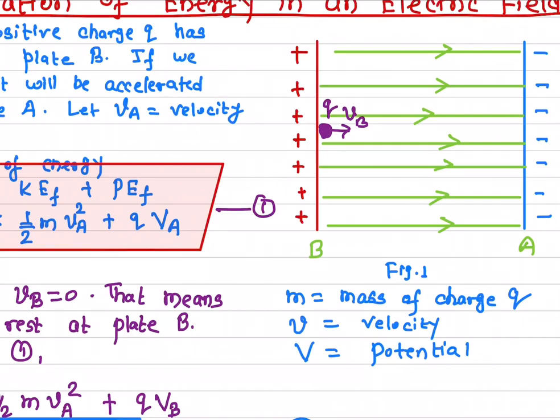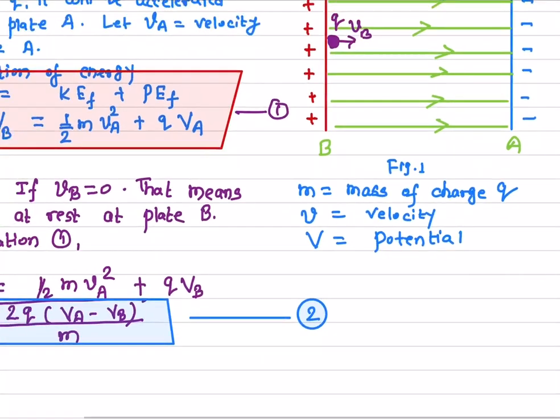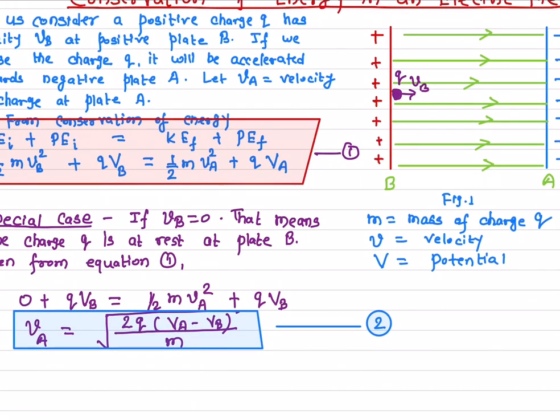Now let's talk about this specific case in this one example here. Let's say you have one positive plate and then a negative plate here. That means you have a uniform electric field, because the electric field between a positive plate and negative plate is uniform. And then you have a charged particle. Let's say this positive charged particle has a velocity at this point.